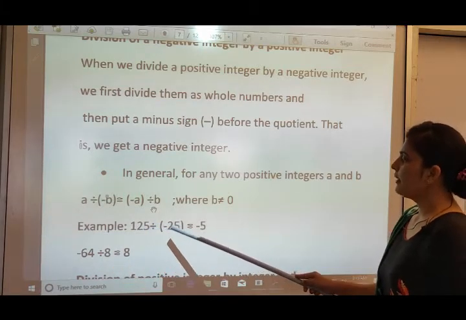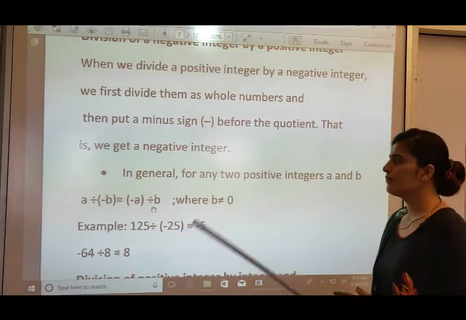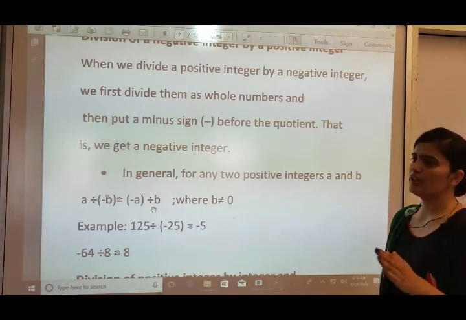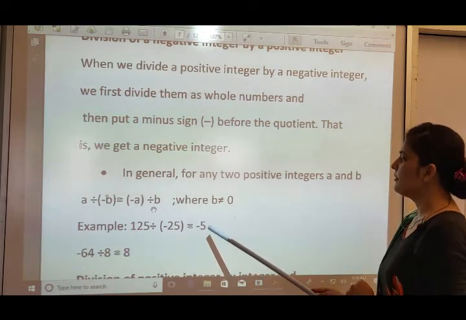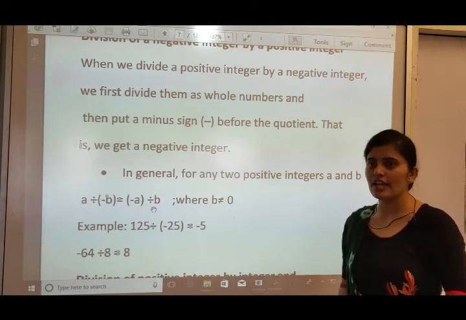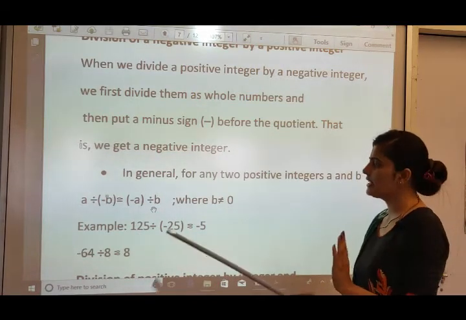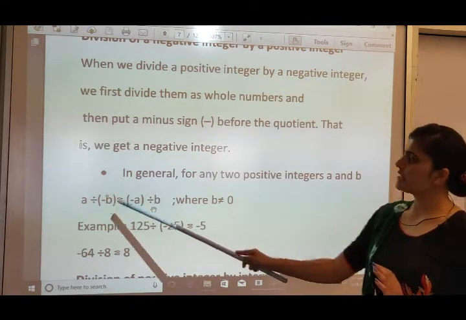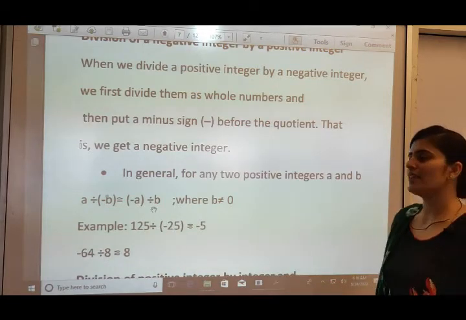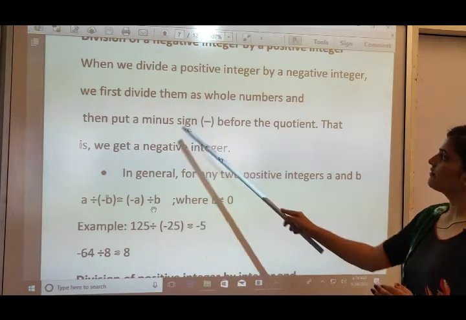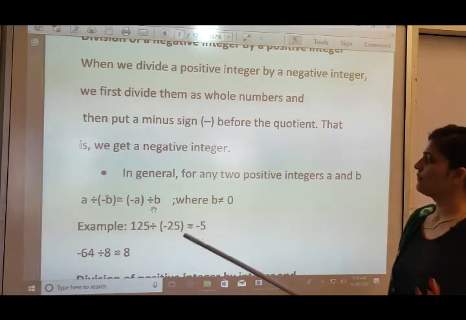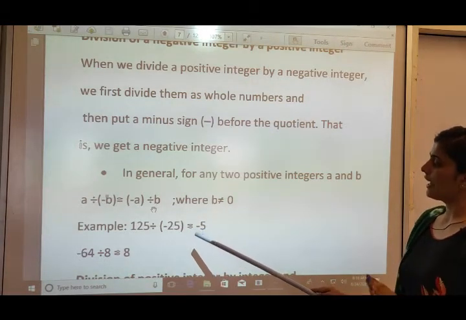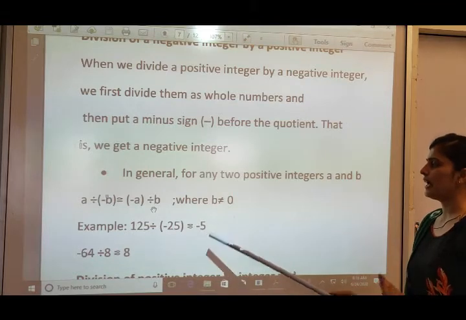Example, 125 divided by minus 25. 125 divided by 25, what will be the answer? 5. 25 fives are 125. So the answer will be 5. Now, 25 has a negative sign. Only one negative sign, and that is in the denominator. Here you can see a divided by minus b, so the b has a minus sign. So the answer will be in the negative form, that is, put a minus sign before the quotient. This quotient is 5, and before that we put a minus sign. So at last the answer will be in the negative form, and it is minus 5.